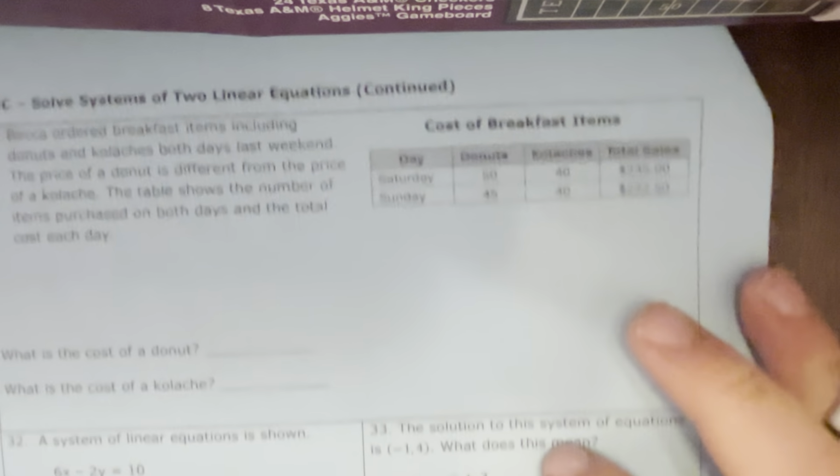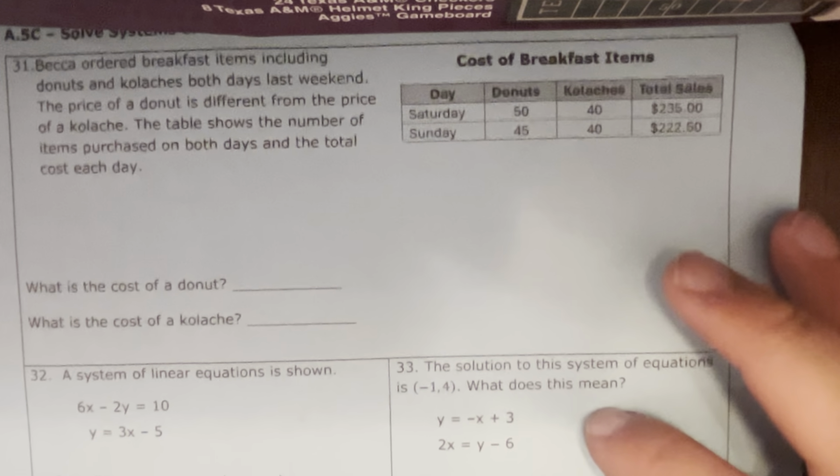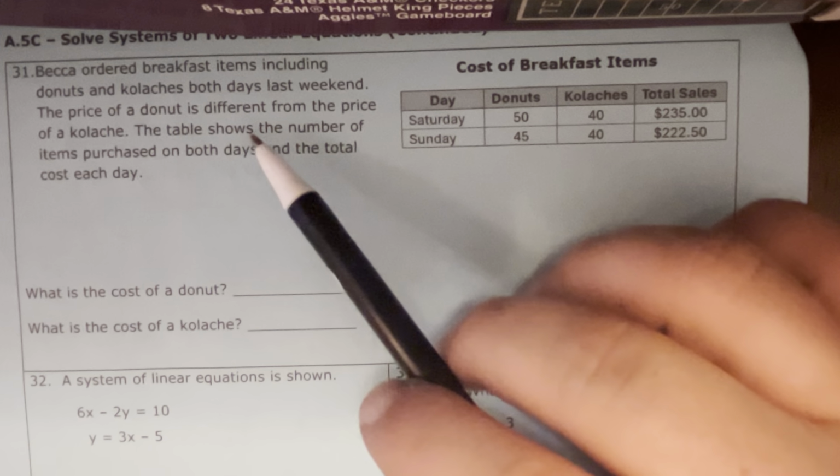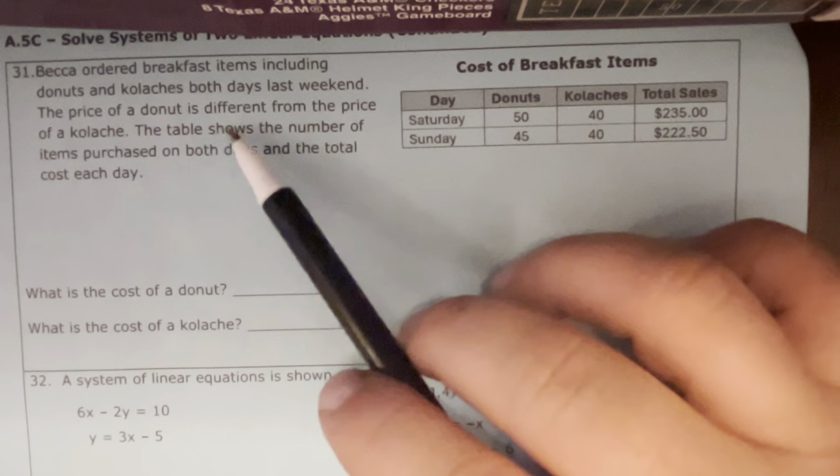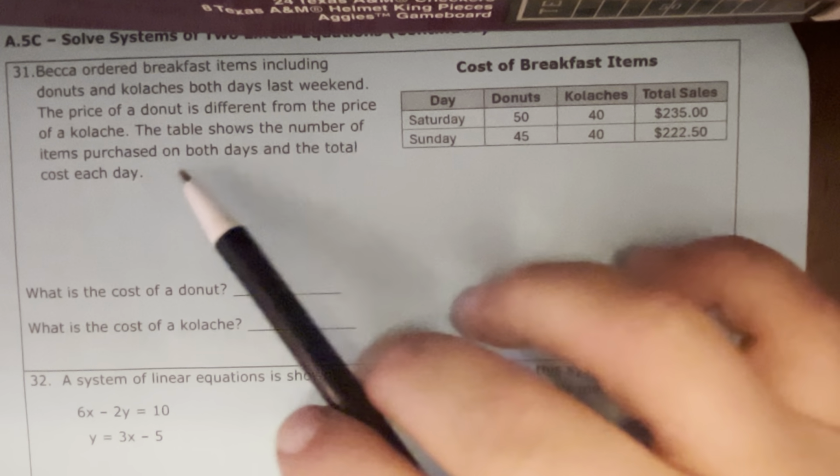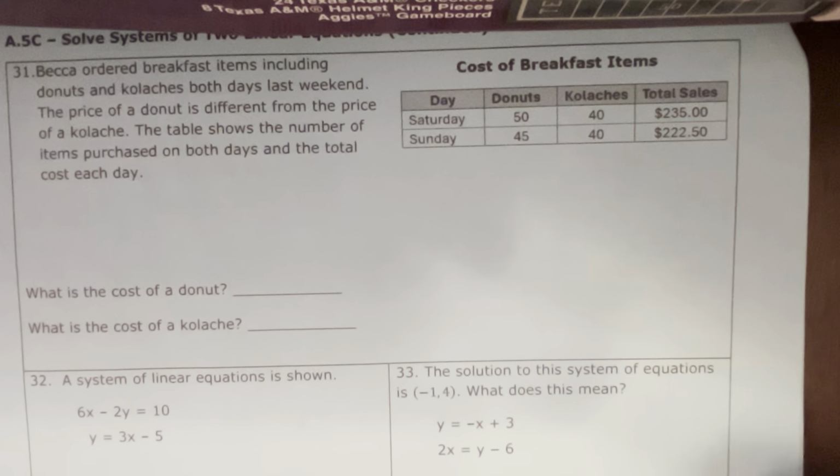All right, we're almost done. We're getting there. Number 31. Becca ordered breakfast items, including donuts and kolaches, both days last weekend. The price of a donut is different from the price of a kolache. The table shows the number of items purchased on both days and the total cost each day.